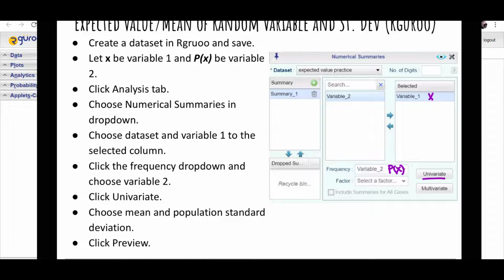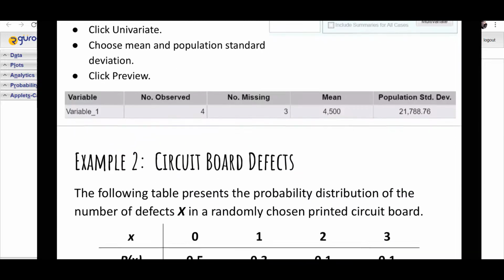So again, enter your data, name your variables, save your data set. Analysis tab, Numerical Summaries. Variable 1 or x goes in your selected column. Variable 2 or p of x is your frequency. Choose univariate, click mean, population standard deviation, preview. You're done. Super fast.